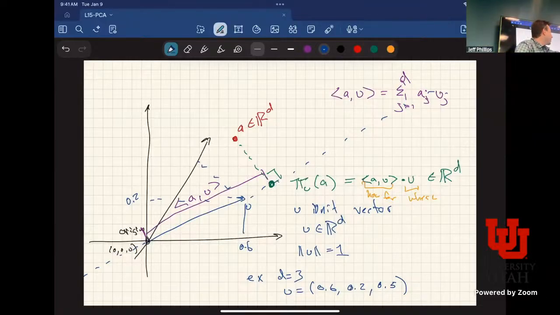This is a one-dimensional representation, but if I add the U, the scalar times U, this is a scalar times a d-dimensional vector. So I'm back in R^d. It's important. This is in R^d, so I can measure this distance here, whereas this is a one-dimensional representation.